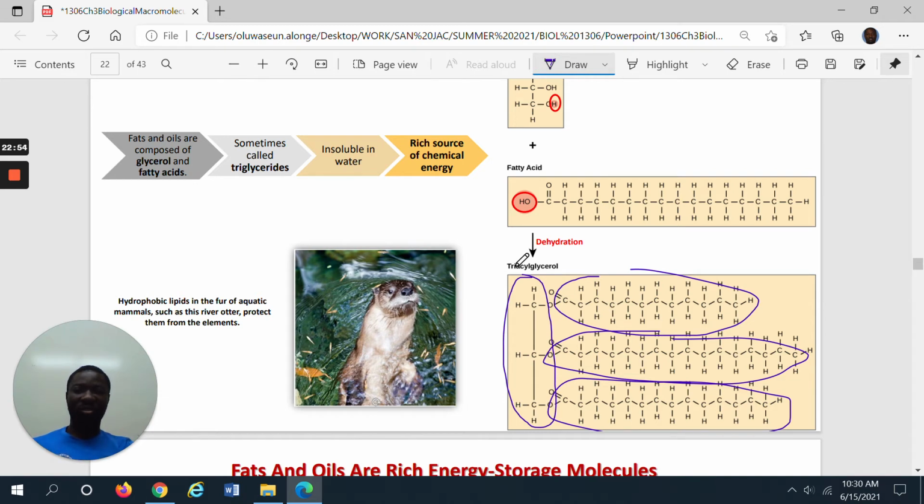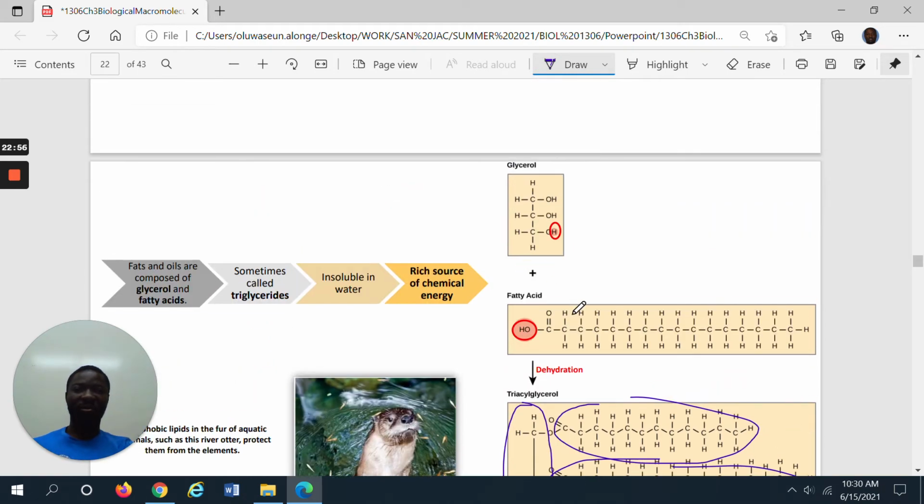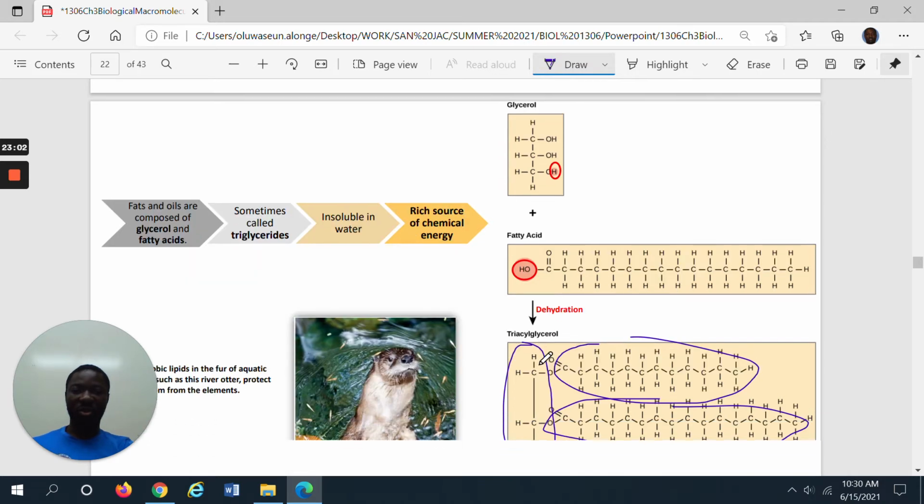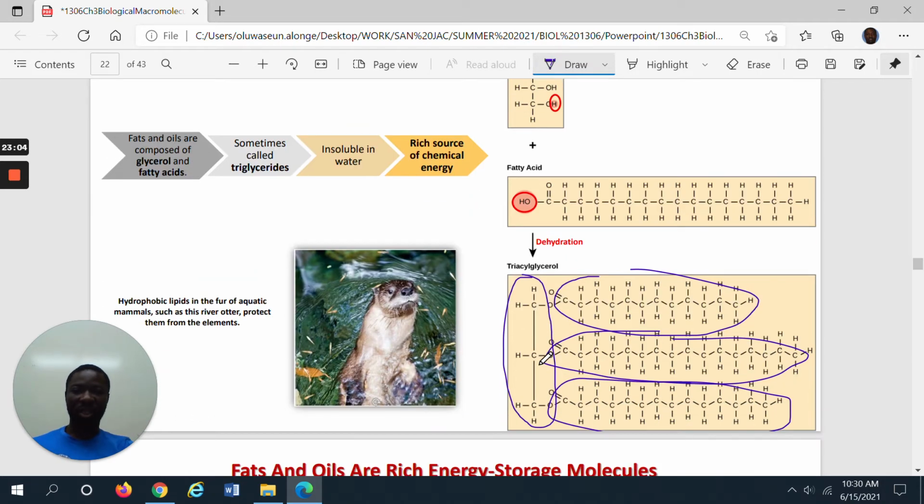And how did we achieve that too? It is by dehydration reaction. Anytime a bond is going to be formed, a water molecule will be lost. Don't forget that. Now, fats are insoluble in water, and like I told you, they are quite rich in energy. Because they are insoluble in water, we say they are hydrophobic. All right.